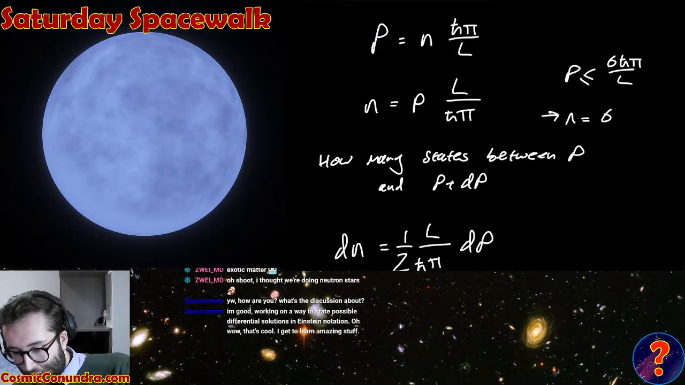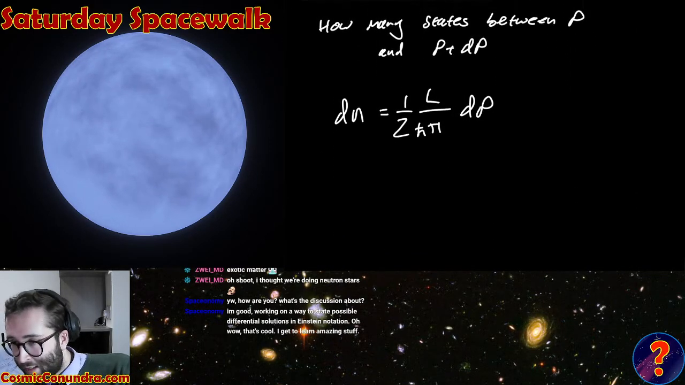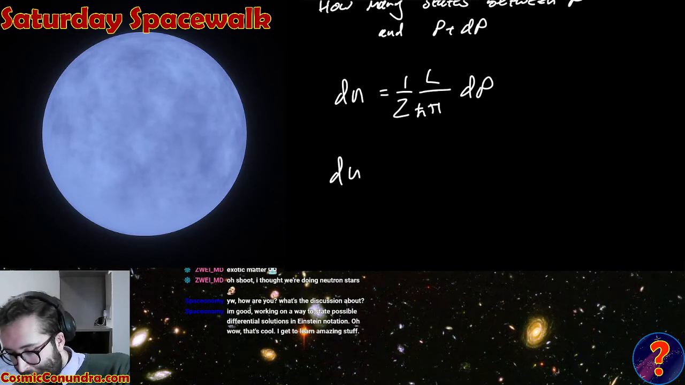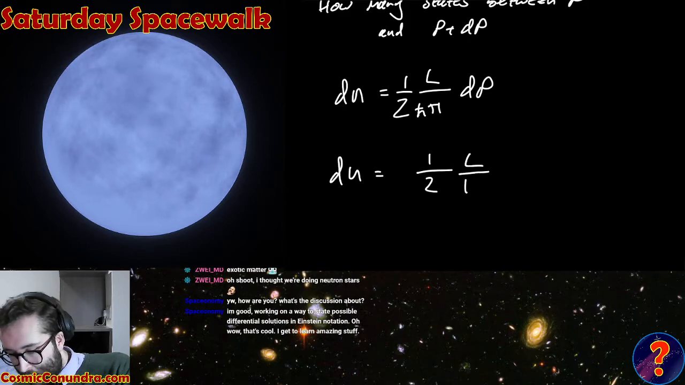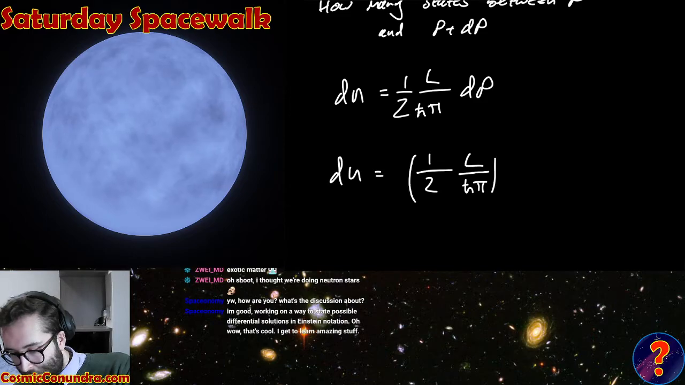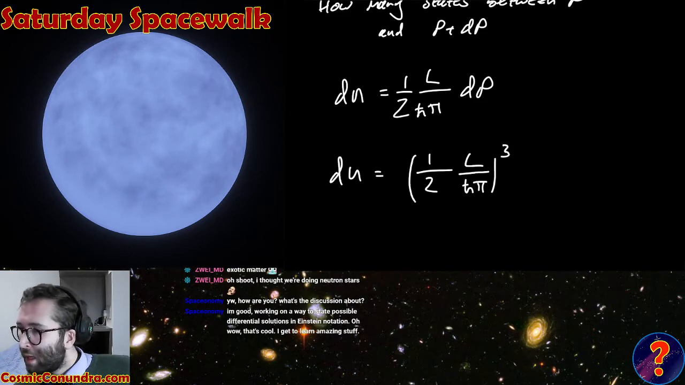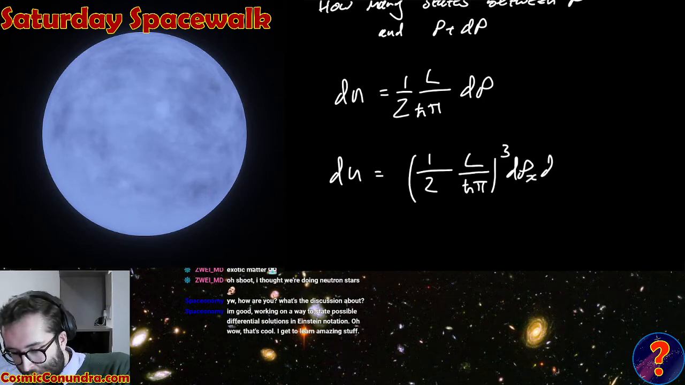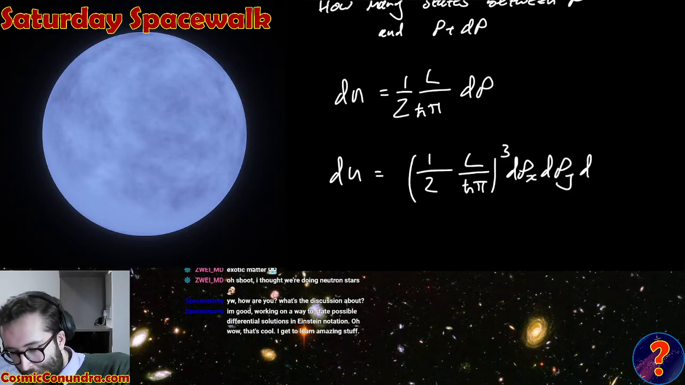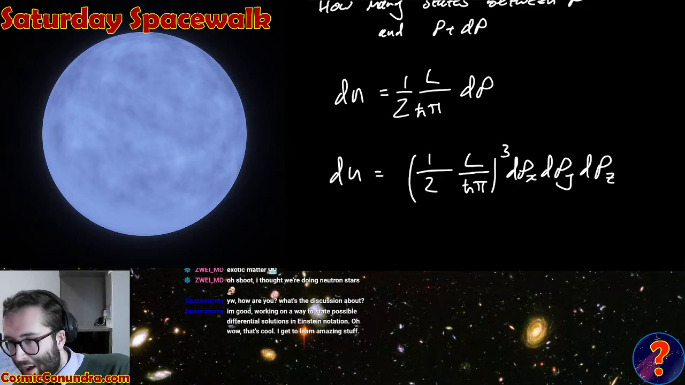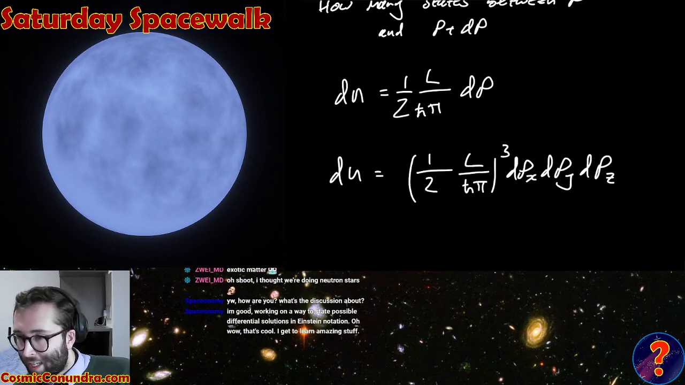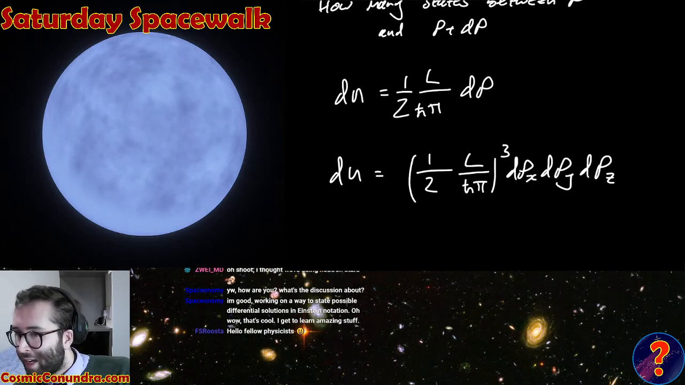So this generalizes quite straightforwardly to find how many states you have in this 3D momentum space. And it just becomes 1 over 2L h bar pi cubed, and then you have this momentum volume. So now this delta px, this delta py, and this delta pz are the widths of the momentum range you're considering for the x-directed momentum, the y-directed momentum, and the z-directed momentum.